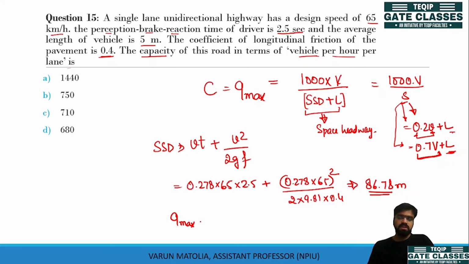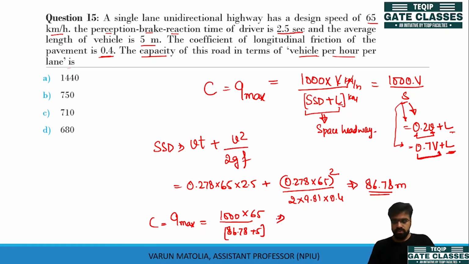Qmax equals to, or the capacity is equals to 1000. Why have we put this 1000? Because the denominator is in meters. This SSD value is in meter, the L value is in meter. In order to convert these values in kilometers, because the V value we are putting is in kilometer per hour, to cancel out this kilometer, we want a kilometer in denominator. So we are converting this by multiplying the whole equation by 1000. Multiply by 65 divided by 86.78 plus 5.